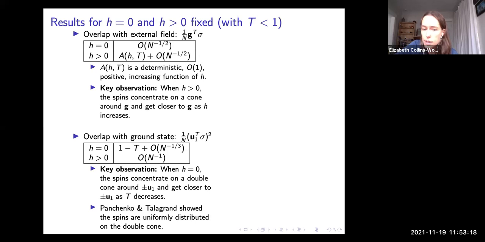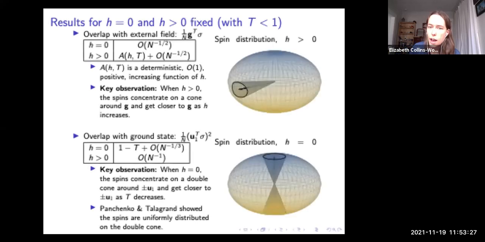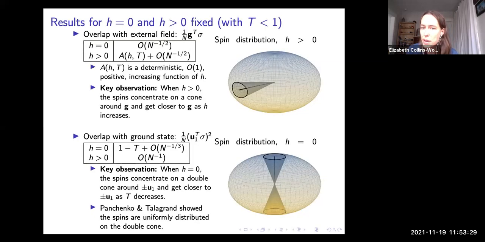This was also studied in a separate paper by Penchenko and Talagrand, and they find that actually the spins are uniformly distributed on that double cone. So I'm going to give you these two pictures here. Obviously, in an n-dimensional space, these are not really capturing the geometry, but hopefully it'll at least give you a visual tool for thinking about the spins in the external field case where they're concentrating near the external field, and then in the case where there's no external field and they're concentrating near plus or minus of the ground state.